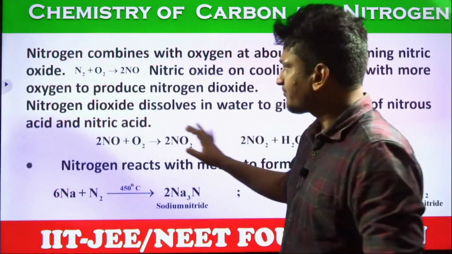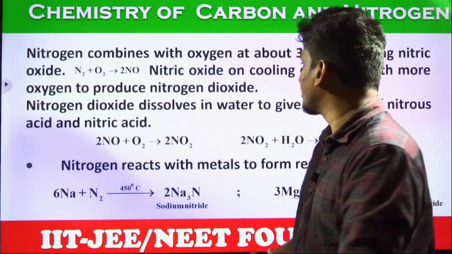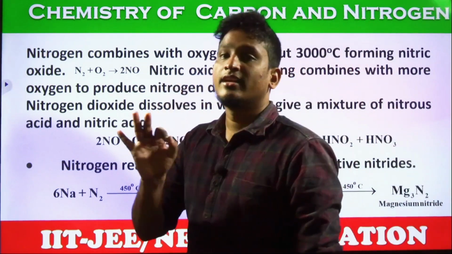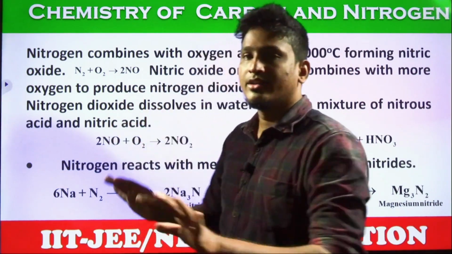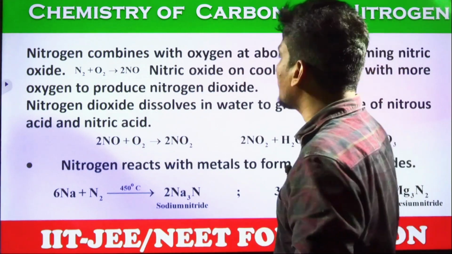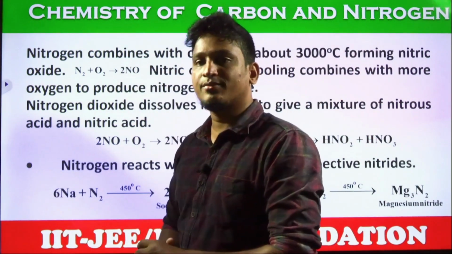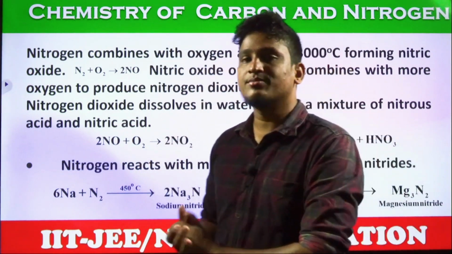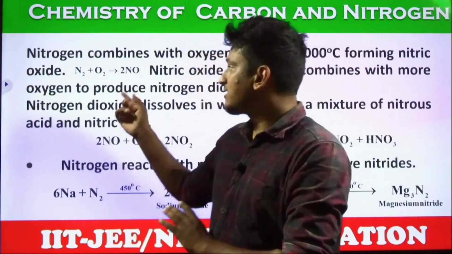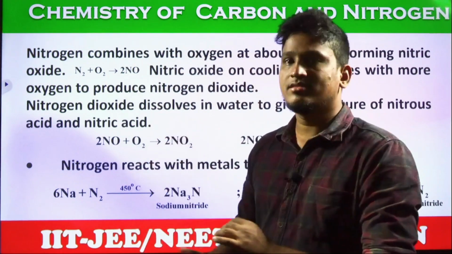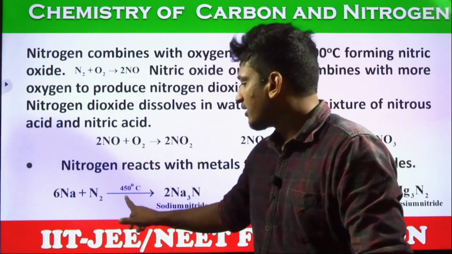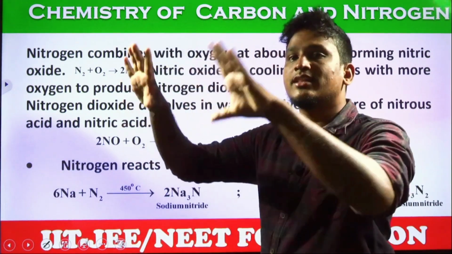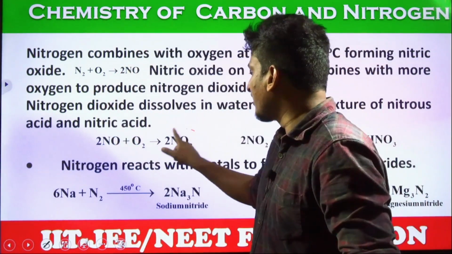So next. Nitrogen combines with oxygen at about, look at the temperature range, 3000 degrees Celsius, students. At normal conditions, it doesn't. So it forms nitric oxide. What is the nitric oxide formula? NO. And the reason why we have these reactions in this slide is acid rain. So this nitric oxide reacts with excess oxygen in the air and produces nitrogen dioxide. This nitrogen dioxide in the air reacts with water.